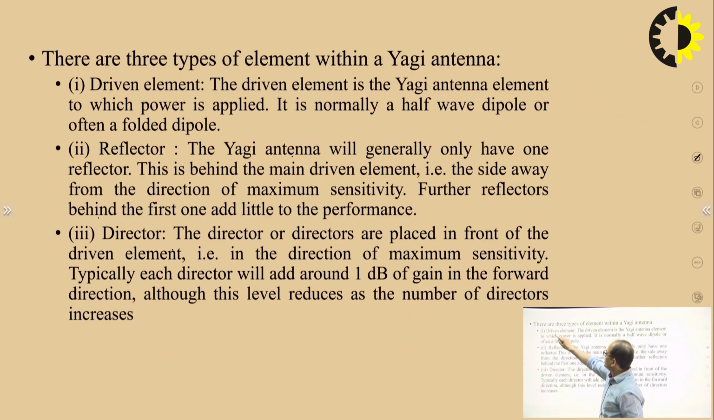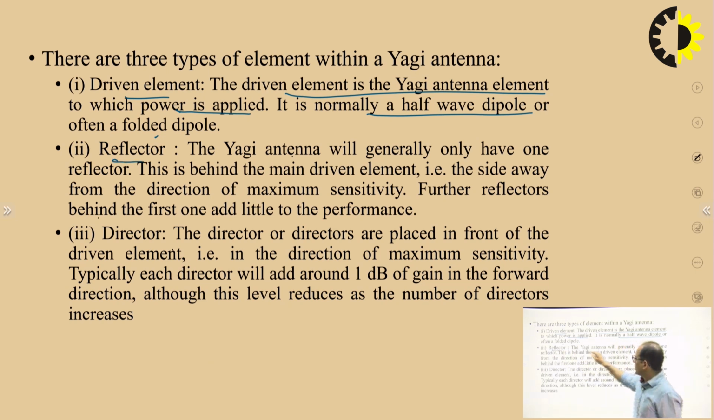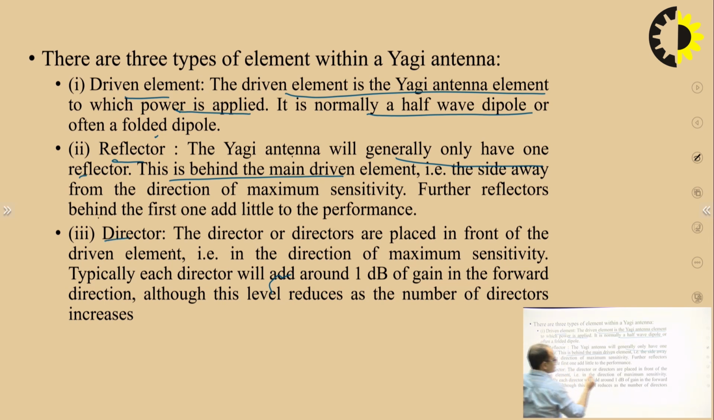So these are the driven element. The driven element, to which main power is applied, is normally a half wave dipole or a folded dipole. Another one is a reflector. A Yagi Uda antenna generally has one reflector, and this is always placed behind the driven element. Its length is somewhat greater than the driven element. The director element is placed in front of the driven element, in the direction of the maximum sensitivity.